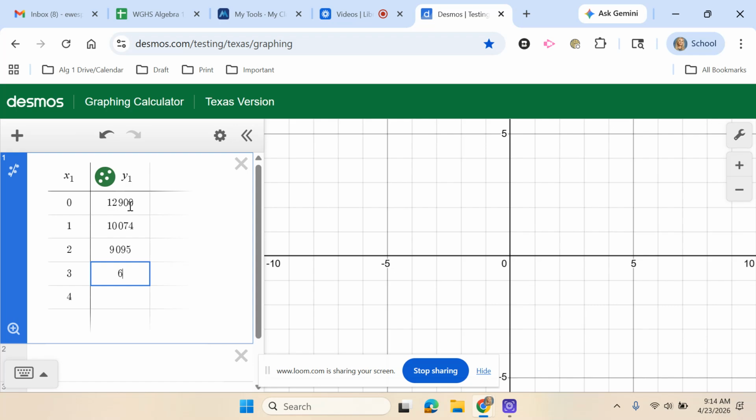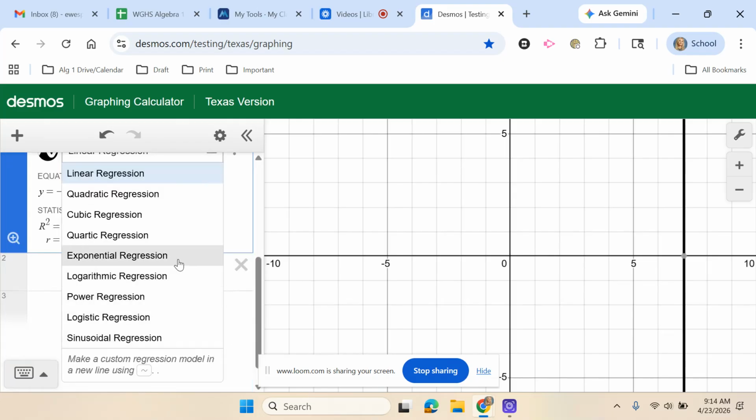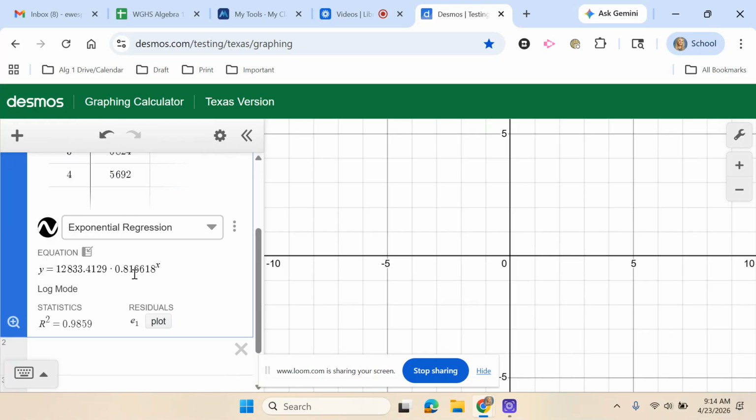6, 8, 2, 4. Okay. And then you're going to run the regression over here. And we are dealing with exponential functions, so you're going to change it to exponential. And it said to round it to the thousandths place for our coefficients.